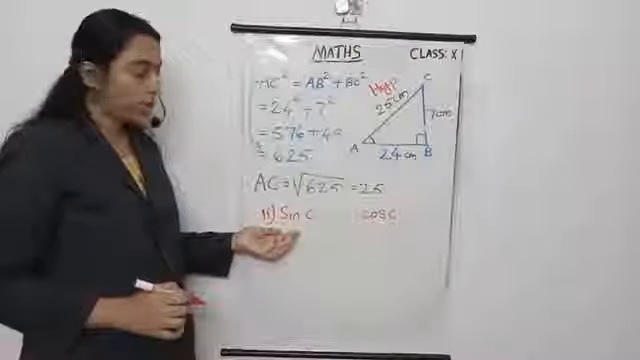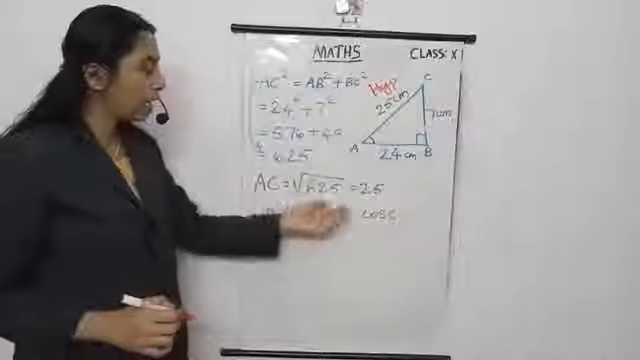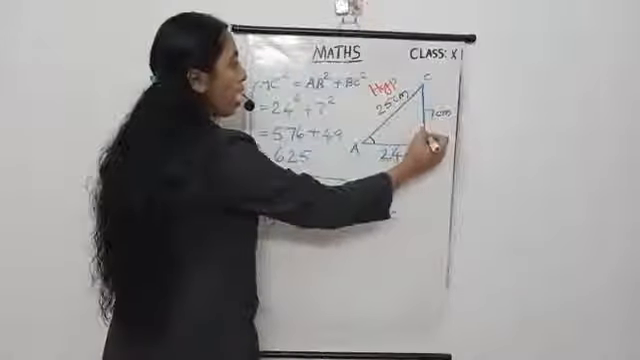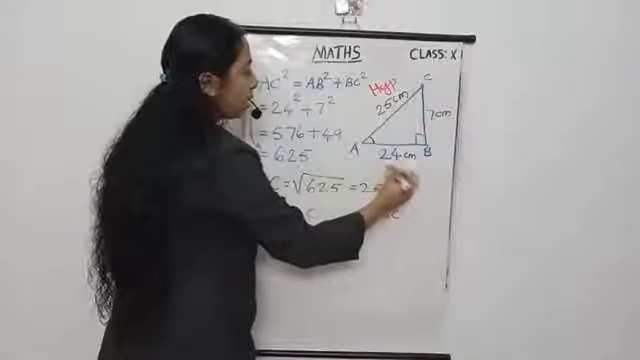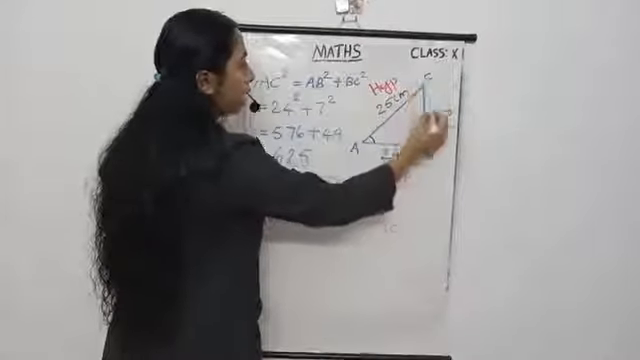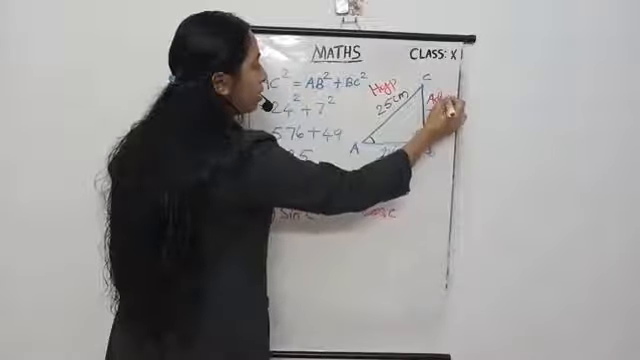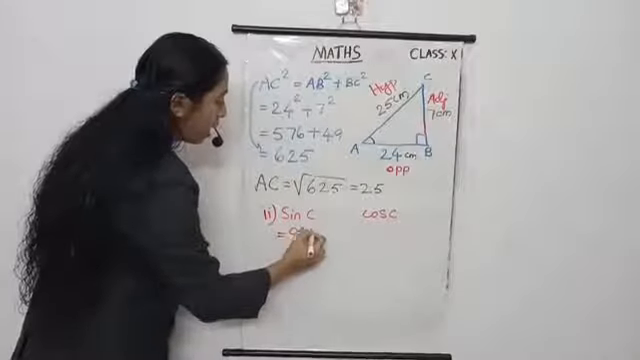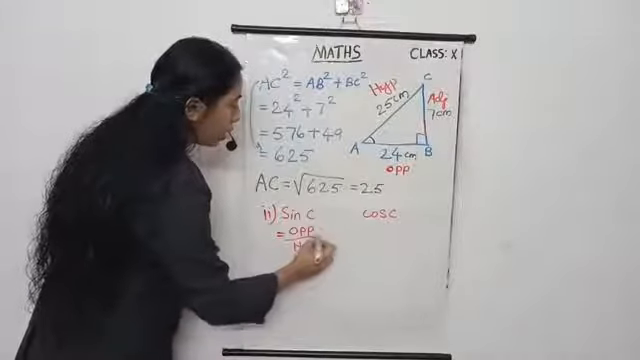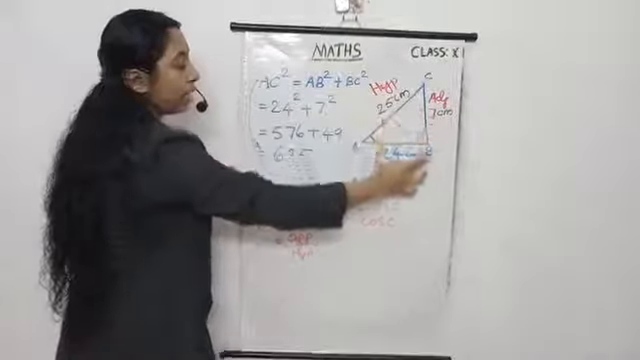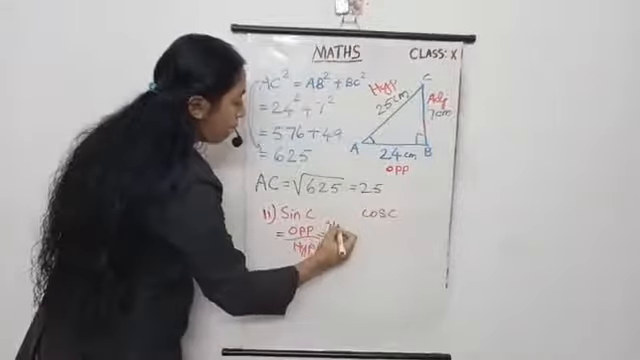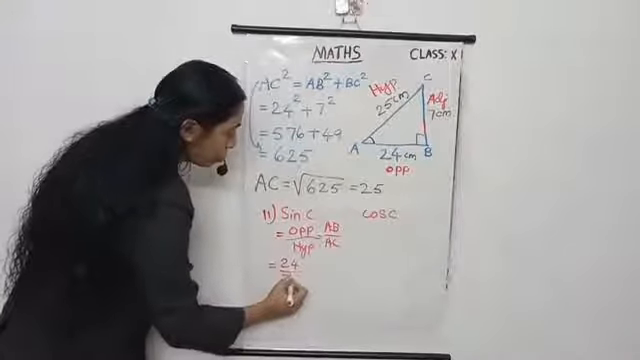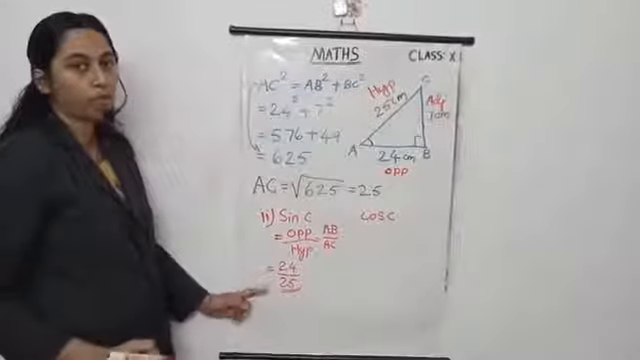In the second sub question, we need to find sine and cos with respect to angle C. So with respect to angle C, the opposite side is AB, and its adjacent side is BC. Sine equals opposite by hypotenuse, and here the opposite of angle C is AB. So AB by hypotenuse AC, and AB is 24 and hypotenuse is 25. So the answer is 24 by 25.